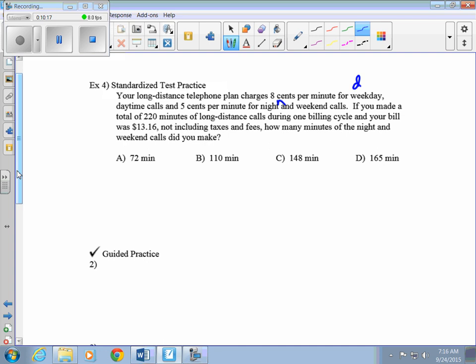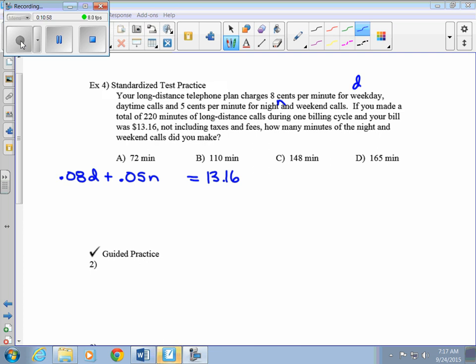All right, so our goal here is to write an equation. So we need to figure out what piece of information do we need to use to write the equation for this problem. So we're going to start with the 8 cents a minute for the daytime calls. Plus it's going to cost us 5 cents for the nighttime calls. And we know that that's going to equal our total, which is $13.16. Well, the problem is I don't know either one of those.